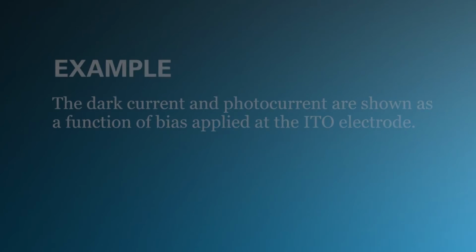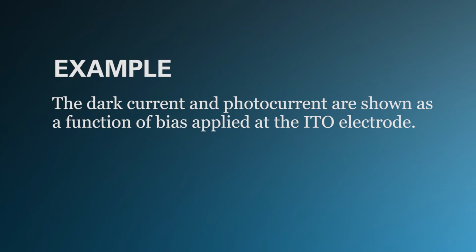Your methodology statement might even go further to, for example, describe how the data will be displayed in the results. For example, "The dark current and the photocurrent are shown as a function of bias applied at the ITO electrode." That's a pretty technical description of the methods, but it also helps the reader to anticipate and to understand and interpret the graph that would appear later on in the results section of the document, so that when you see this visual later, you can easily understand it.